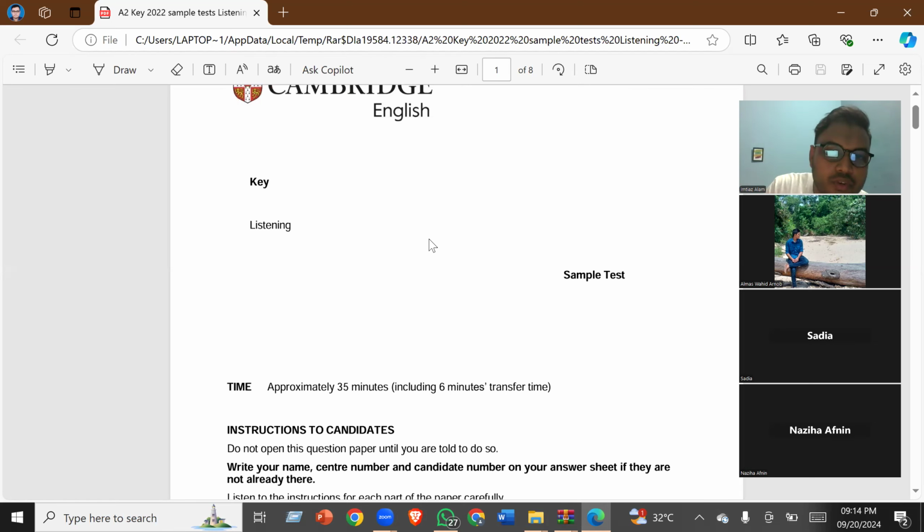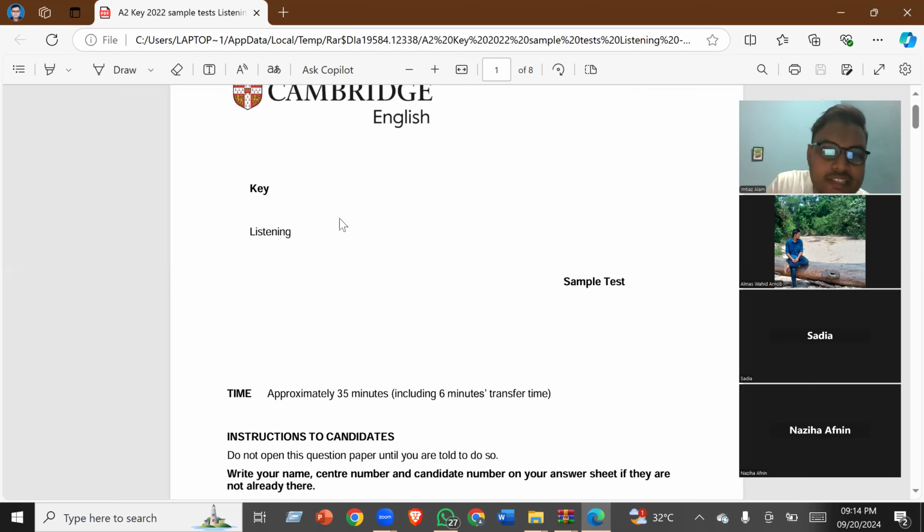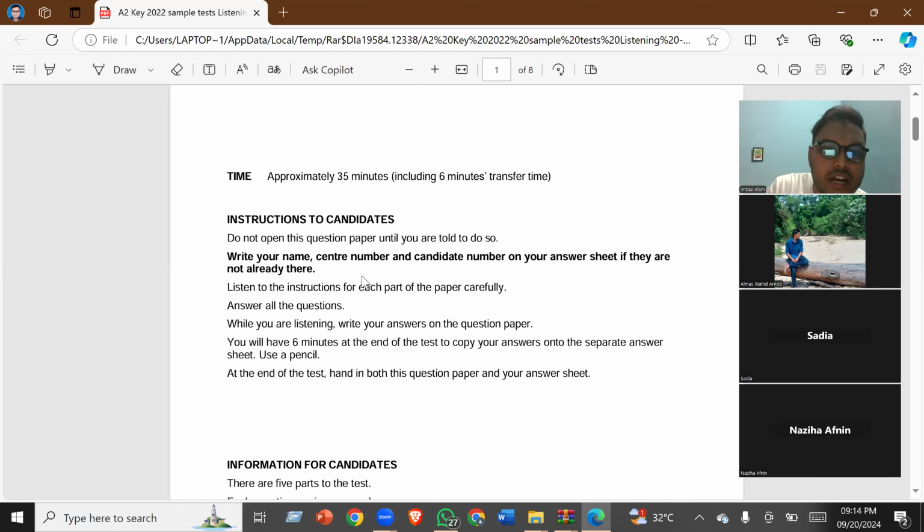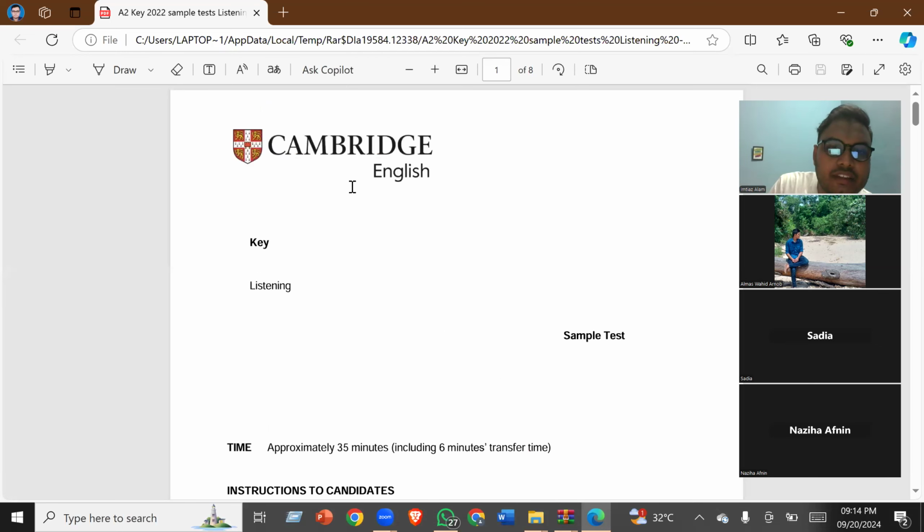Okay. In today's class, we will talk about listening. You can see this word Key. So this is basically KET, Key English Test. And today's class will be about listening. I will give you some instructions, suggestions, and also you will be familiar with the question patterns of KET.